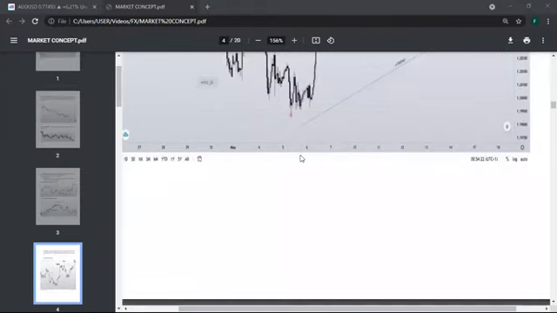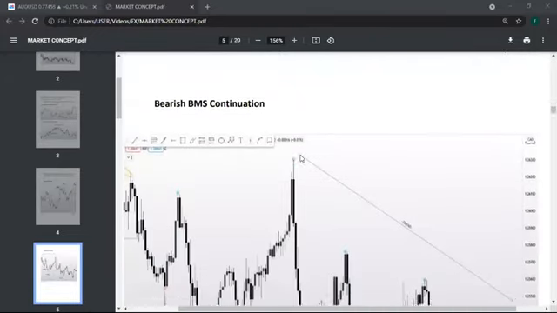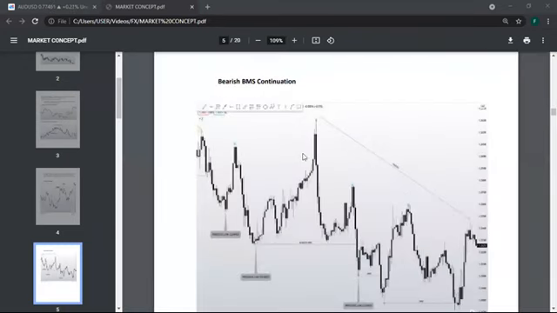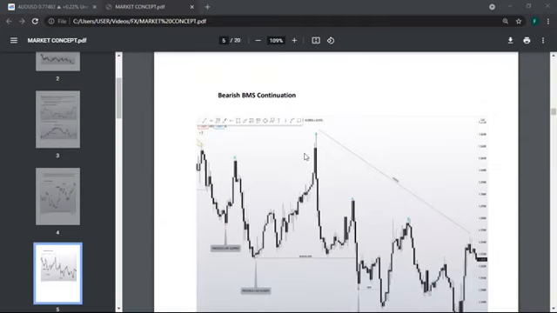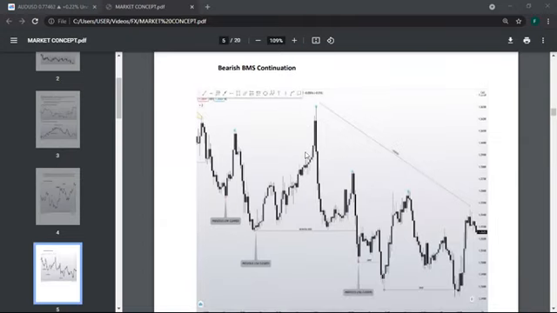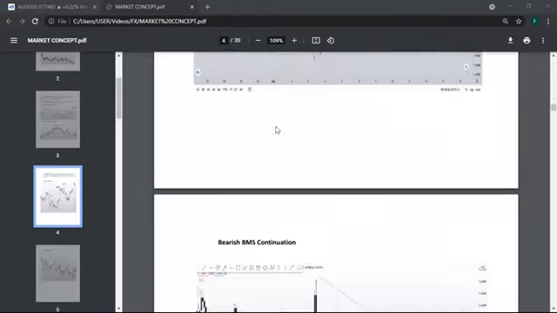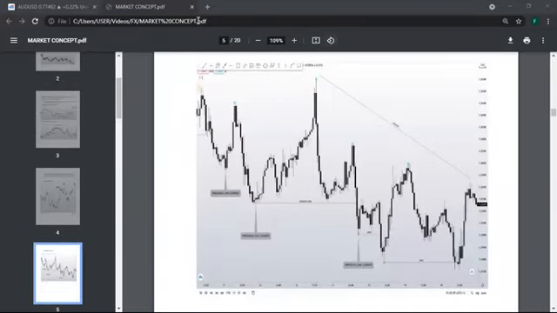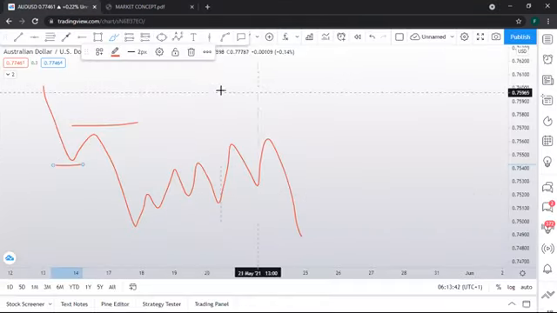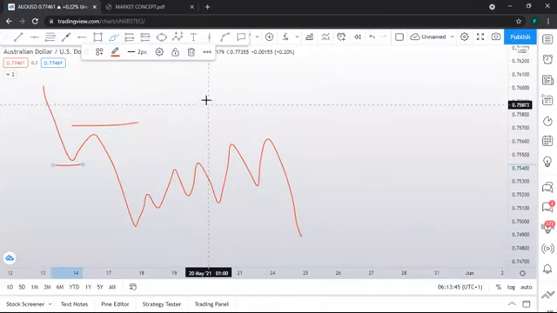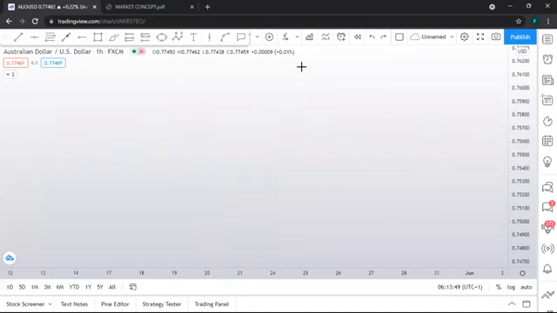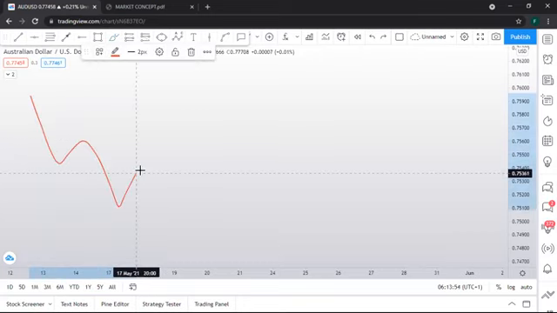Let's move up. Bearish break of market structure, bearish break of market structure continuation. So this was bullish, right? This was bullish. Great. Now this is bearish. What we're looking for, bearish. Now bearish is the market is coming down.